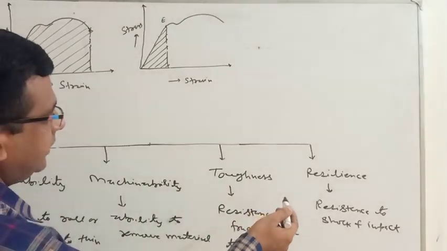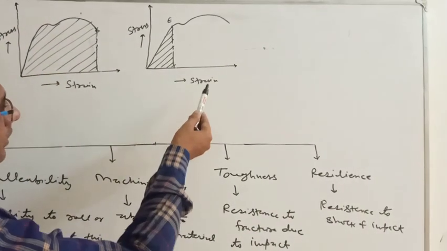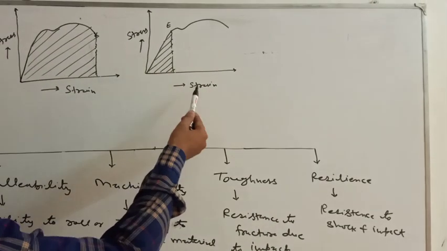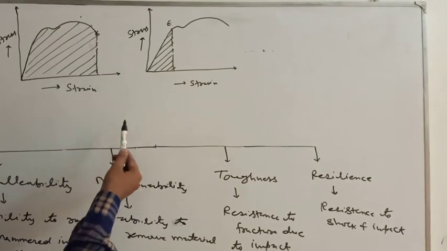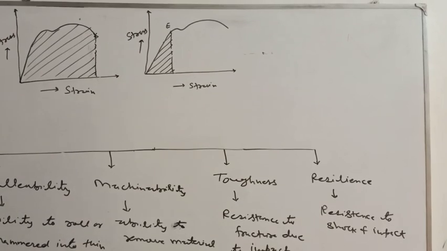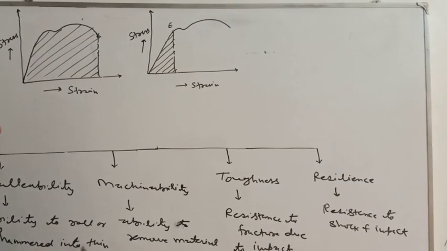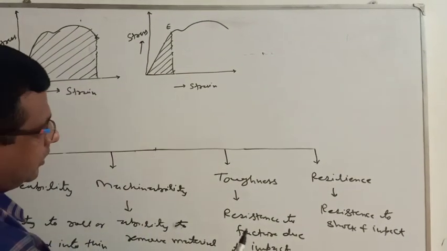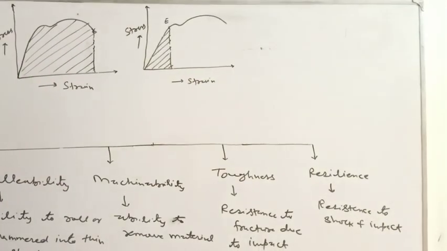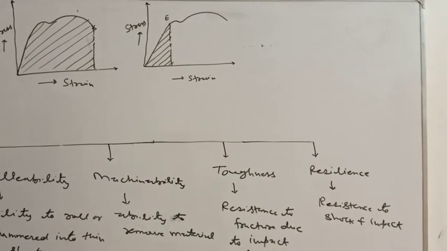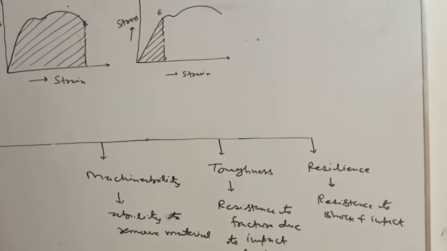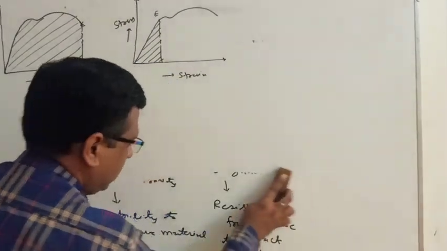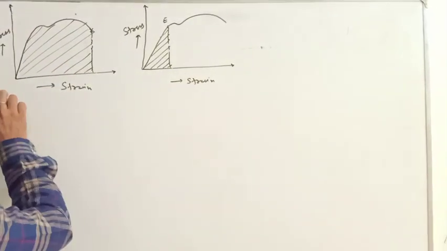This proof resilience is nothing but, if we draw this stress strain diagram by unloading the material and then giving some offset, at that time the energy from this diagram is known as the proof resilience, and it is only for some elongations. So friends, these are the various properties which we use in designing any elements.